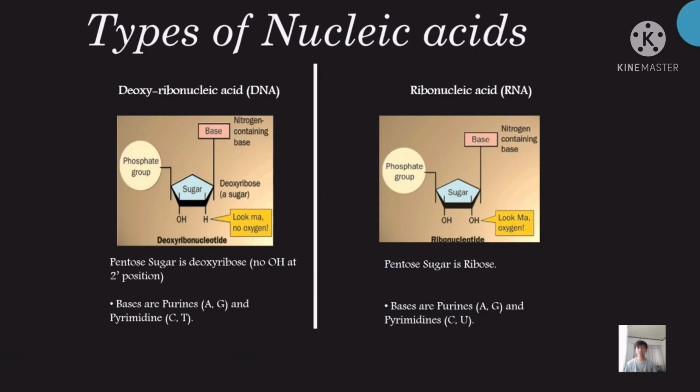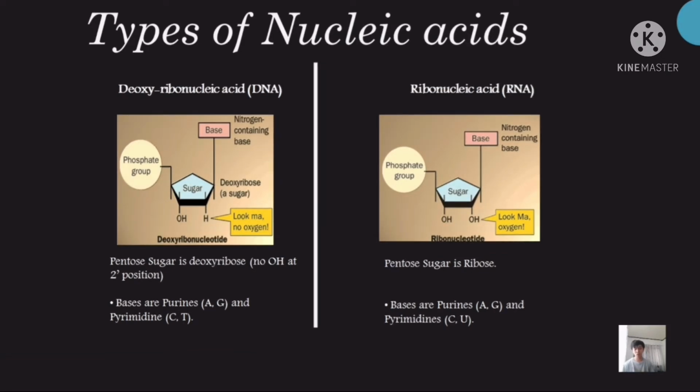We have two main types of nucleic acid. We have deoxyribonucleic acid, or what we call DNA, and ribonucleic acid, or what we call RNA. For the pentose sugar of DNA, we have deoxyribose. Oxygen is not present in position 2, while the pentose sugar of RNA is ribose. Oxygen is already present in position 2.